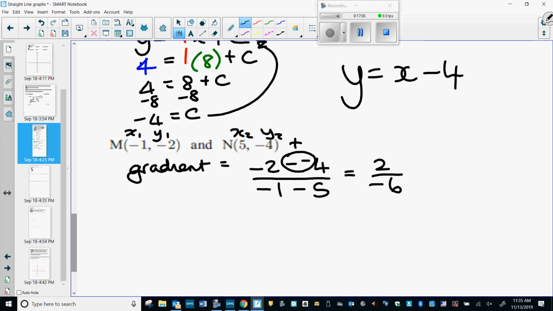The fact that Erin chose this coordinate first, she had negative 2 and subtracted the negative 4. Which meant that she had to start with this coordinate. She had to do the negative 1 first to take away 5. If she suddenly said 5 take away negative 1, it would probably be wrong. So as long as you're consistent with where you start.